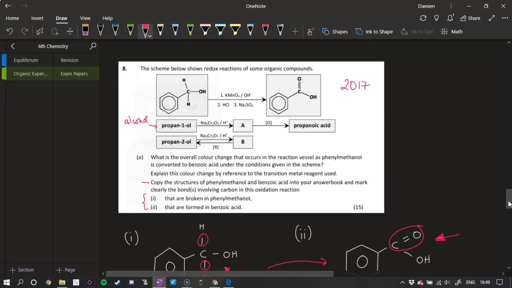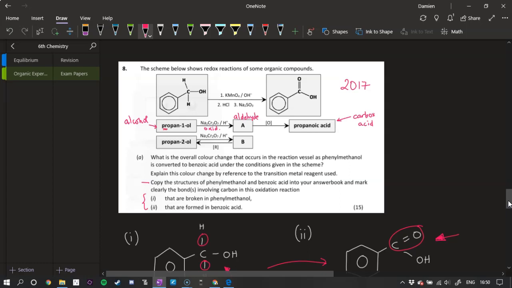So that is propan-1-ol. We have Na2Cr2O7, and if you watched the previous video, you should know already that that is an oxidizing agent. So an alcohol, when it's oxidized, will produce A. And then A is going to produce propanoic acid. So what we've got is an alcohol going to something and continuing on to a carboxylic acid. And there's only one thing that this can be, and this one in here is going to be an aldehyde. It has to be when it's oxidized.